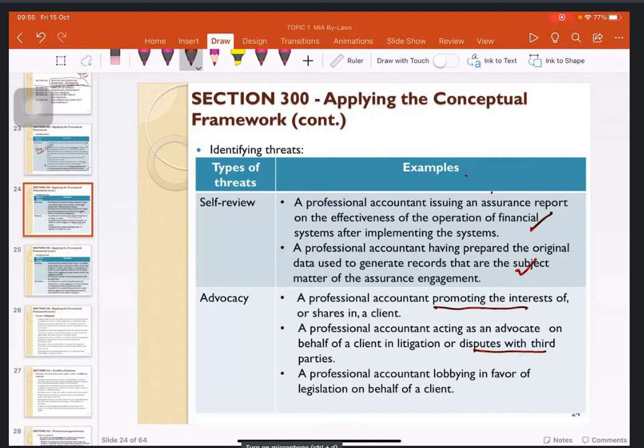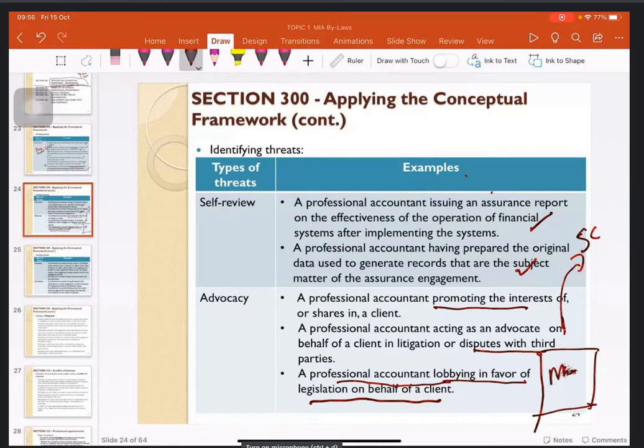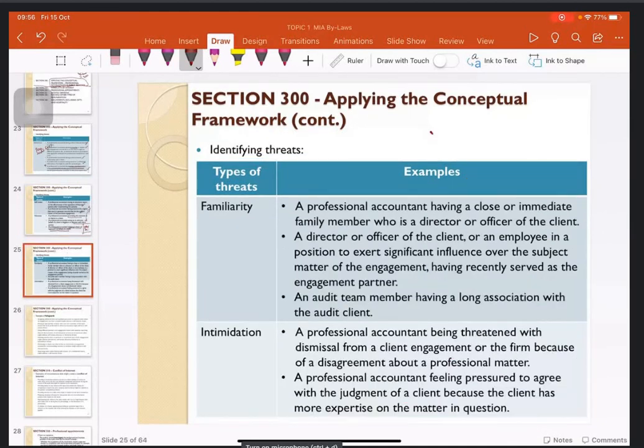Okay, ataupun professional accountant, dia lobby the higher authority on behalf of the client. Okay, for the example, katakanlah bahawa you audit Maybank, one of the biggest bank in our country, and then you lobby SC. Okay, untuk change some of the rules and regulation on behalf of Maybank. Okay, so that one is also part of the advocacy track. Okay, familiarity track, boleh baca kelas? Close relationship.